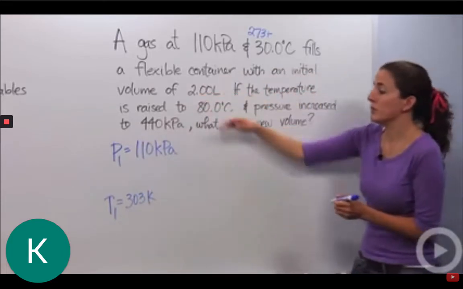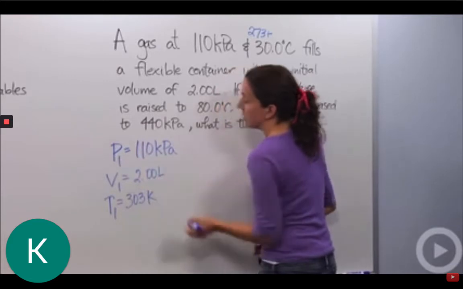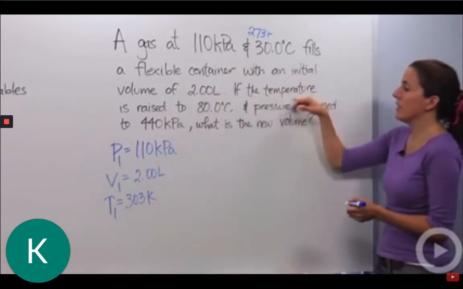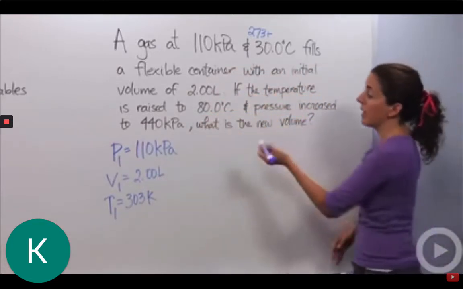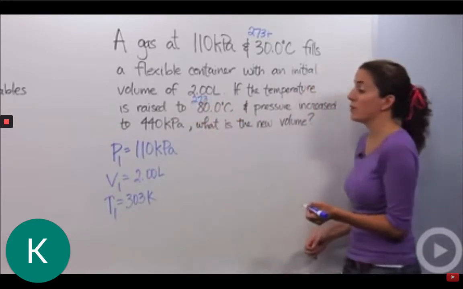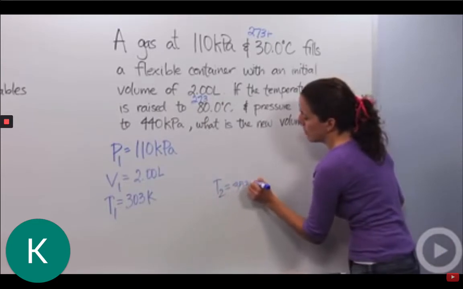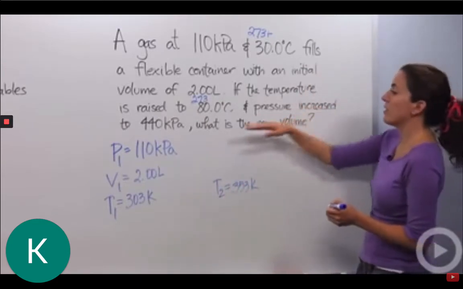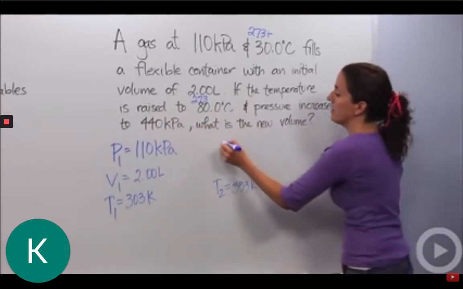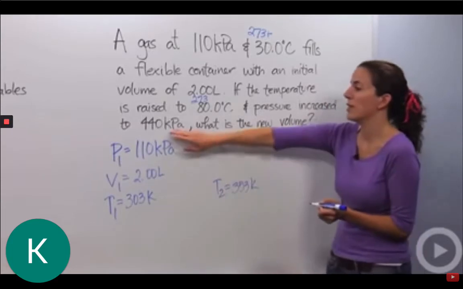And our initial volume was 2 liters, so I'm going to say V1 equals 2 liters. Okay, then I continue reading. If the temperature is raised to 80 degrees Celsius, again, we want it in Kelvin, so we're going to add 273, making it 353. So our T2 is 353 Kelvin. And the pressure increased to 440 kilopascals. The pressure, P2, is equal to 440 kilopascals, which I'm very happy that it kept it in kilopascals.